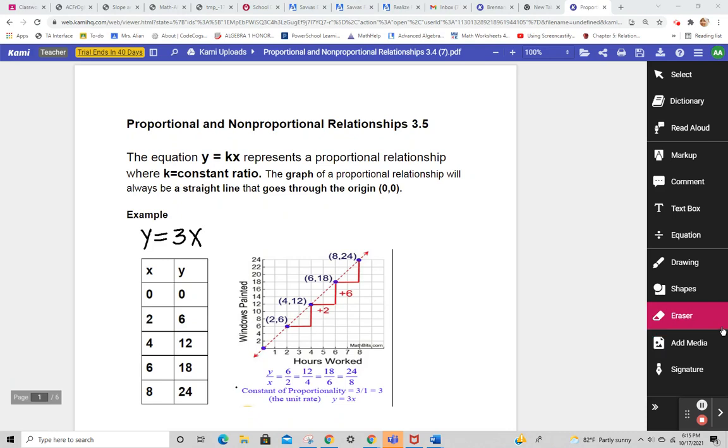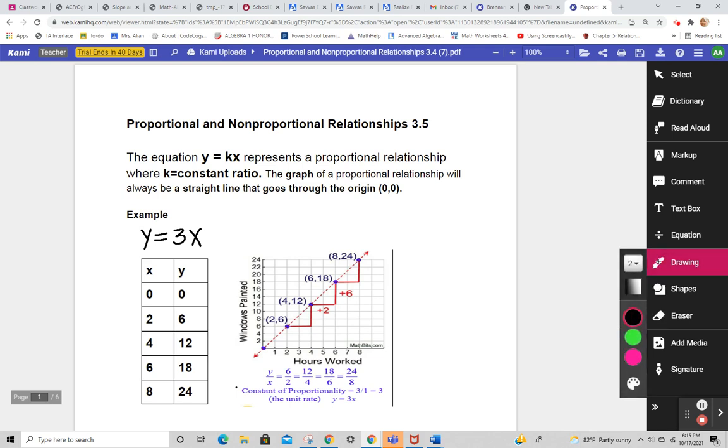Hi everyone. In this video, we're going to go over proportional and non-proportional relationships. This is lesson 3.5 in your textbook. We're going to start with what represents a proportional relationship.